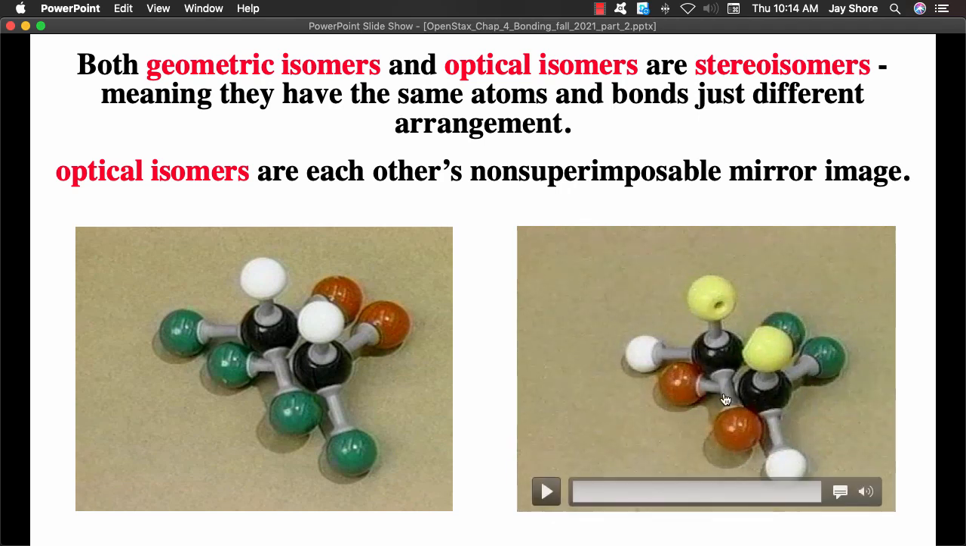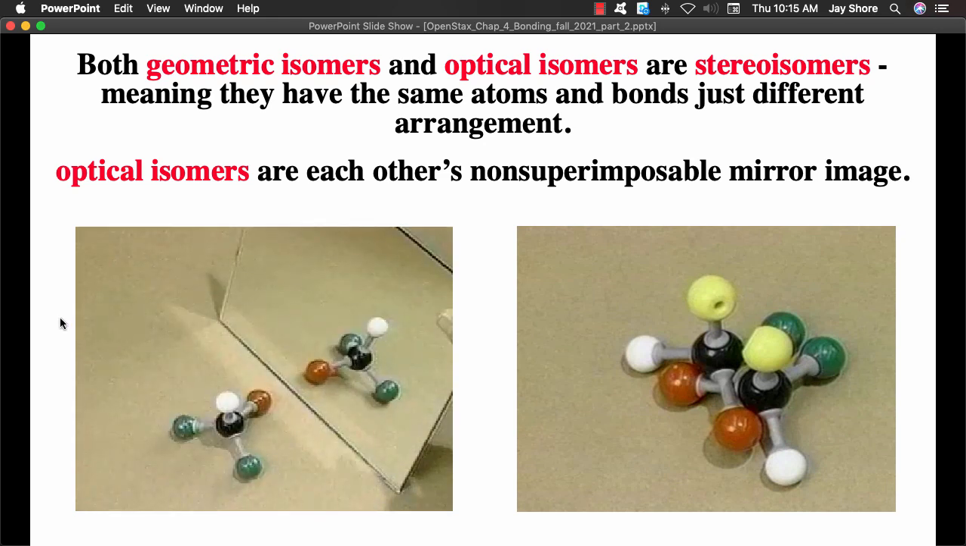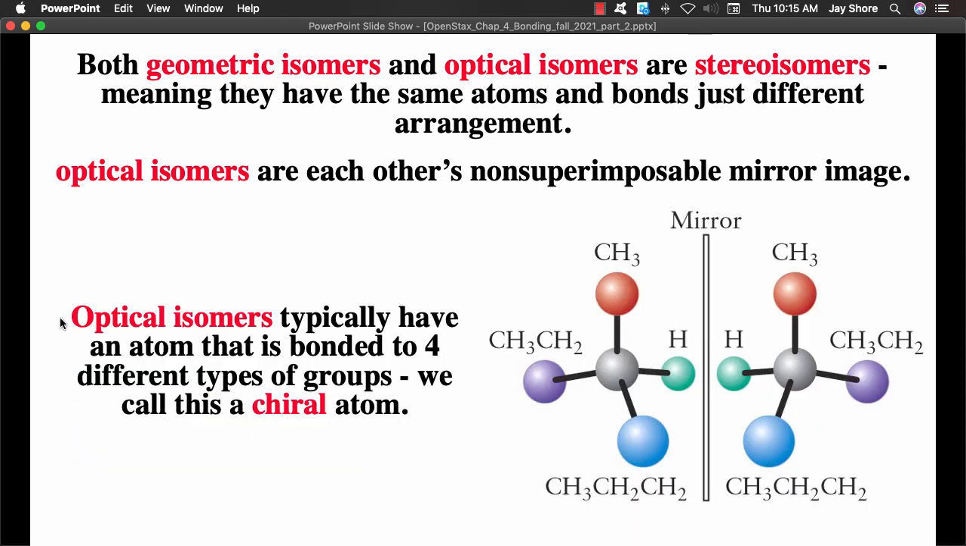And so really kind of interesting, you have the same set of atoms, same type of bonds, just a different arrangement, and there's no way of taking this molecule and making it look exactly like that molecule. And so you got 2 distinct molecules. And so optical isomers have 4 different groups bound to a chiral atom.